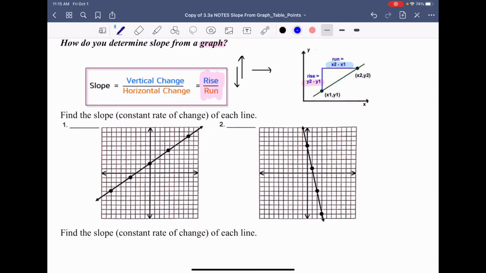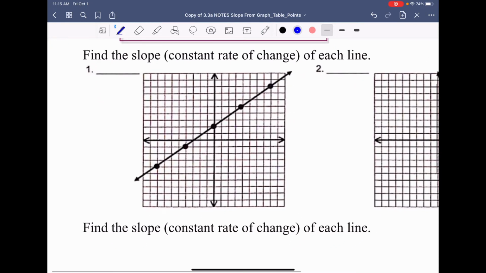So how you calculate the slope, or find the constant rate of change of each line, is you just pick 2 points on that graph. It doesn't matter where. Maybe sometimes it'll give you the points, sometimes it does not. And then you just count your rise over run. So if I'm looking at this line without counting my rise over run, I notice that it is a positive slope. I know it needs to be positive because it's going up towards the right. As I'm going to the right, it's increasing.